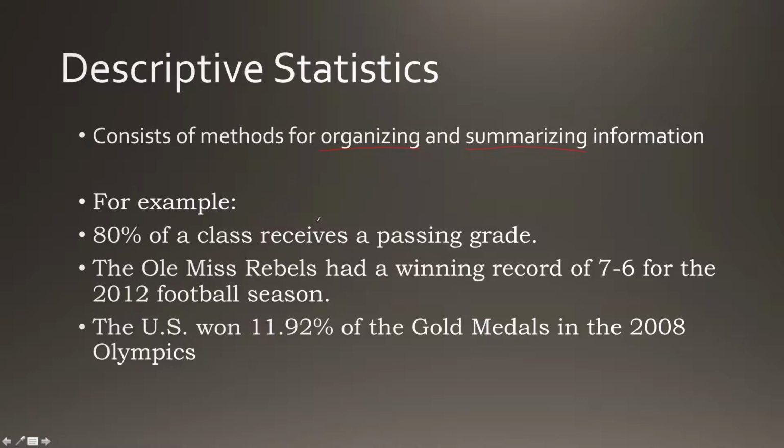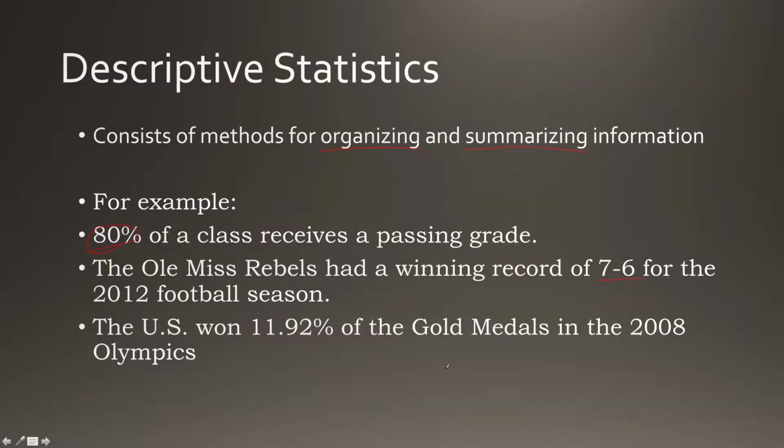80% of the class receives a passing grade. This is a summarization, right? 80% is passing the grade. The Ole Miss Rebels, sorry, Mississippi State fans, but the Ole Miss Rebels had a winning record of 7-6 for the 2012 football season, or we could say 8-5 this year for the 2012 football season. Now, this is actually summarizing the season as a whole, right?